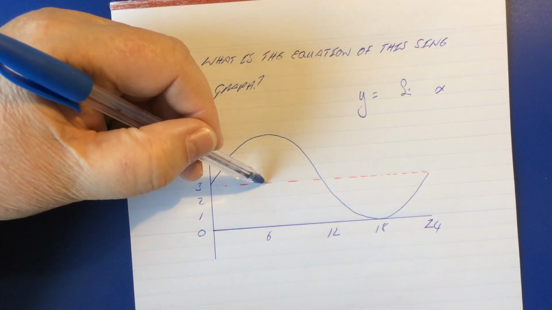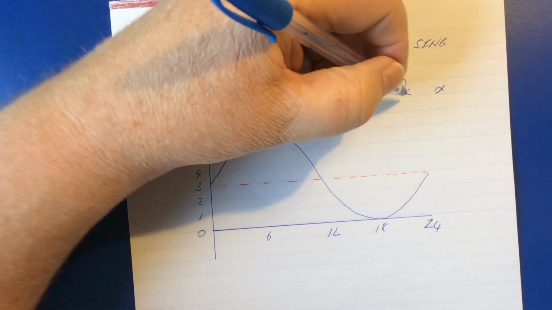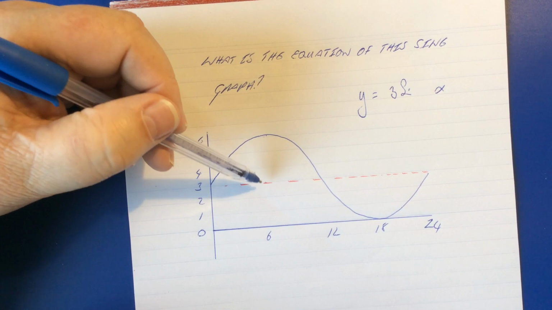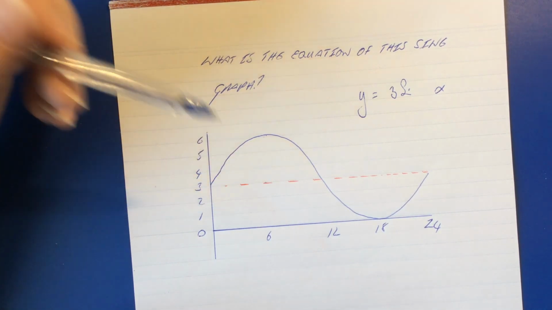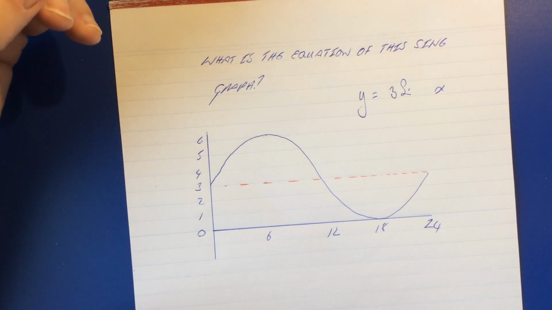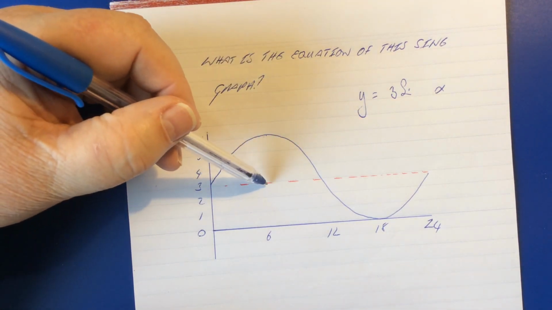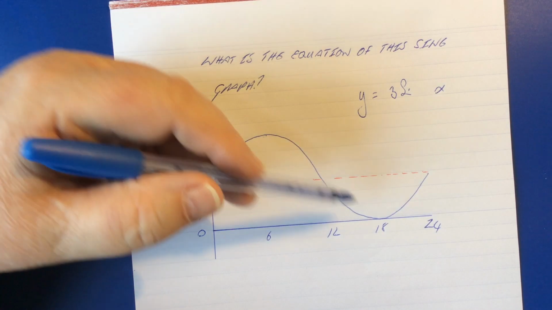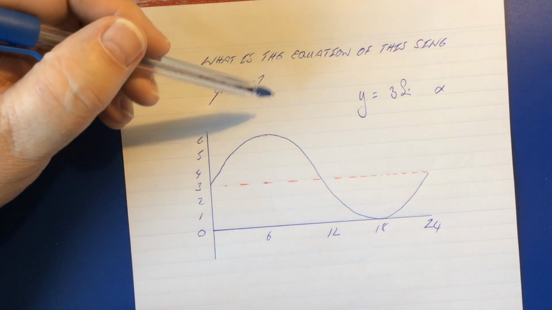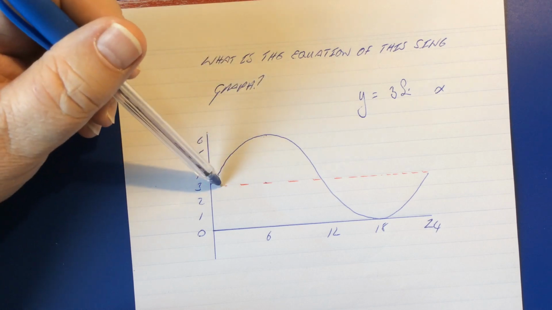We now have an amplitude of 3. So the 3 goes there. What that does is it changes this from having an amplitude of 1 to an amplitude of 3. So from the median point here, the top of the range is 6 and the bottom of the range is 0.